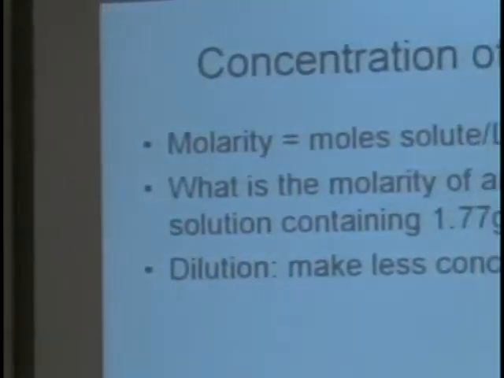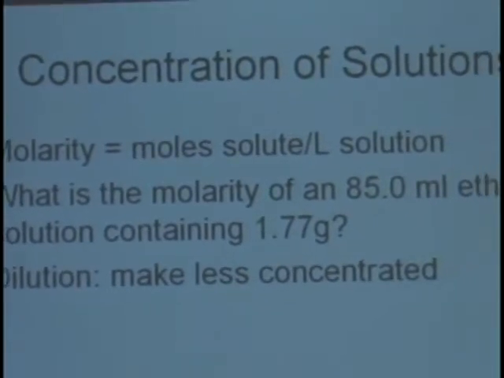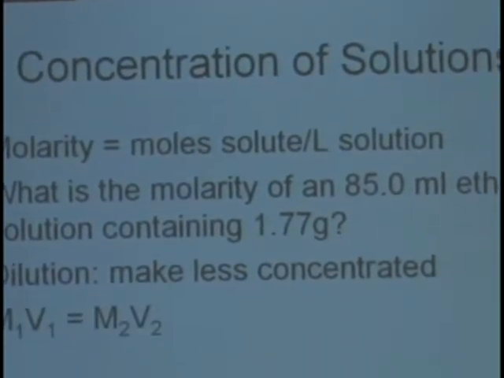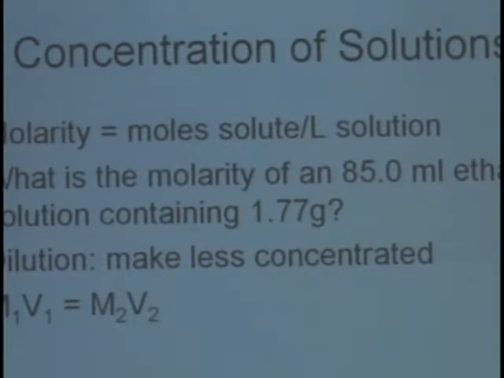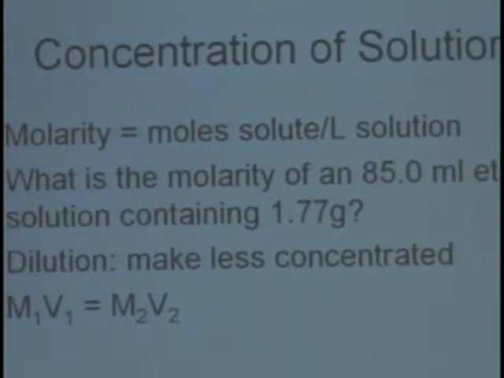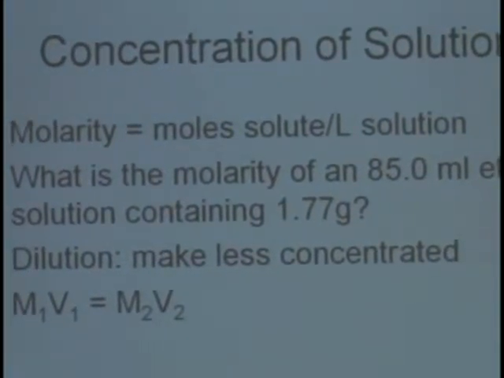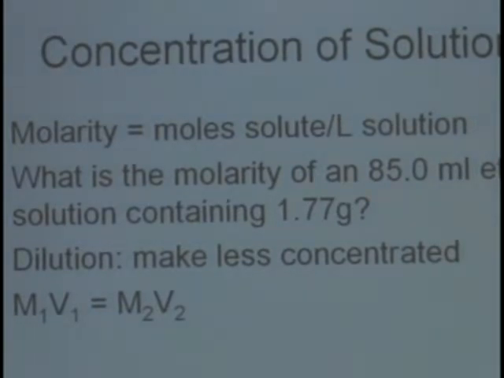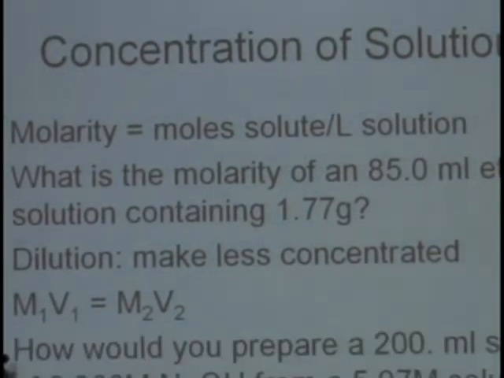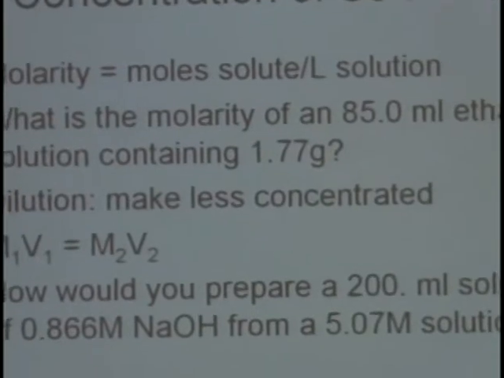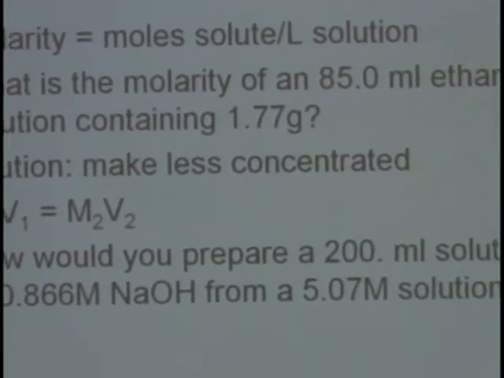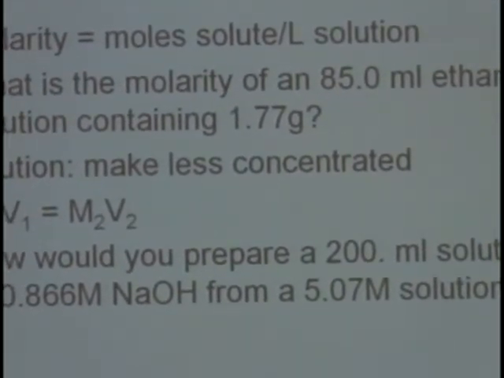A dilution is something else that we deal with concentrations. It's making something less concentrated. The equation that I typically used was M1V1 equals M2V2. Sometimes you might see it as C1V1 equals C2V2, which the C stands for concentration instead of molarity. Here's an example. How would you prepare a 200 milliliter solution of 0.866 molar NaOH from 5.07 molar?